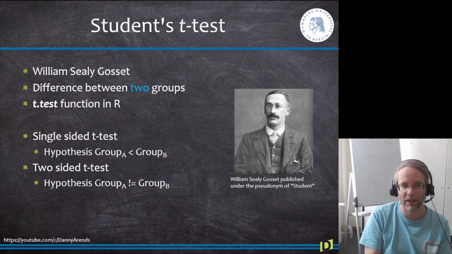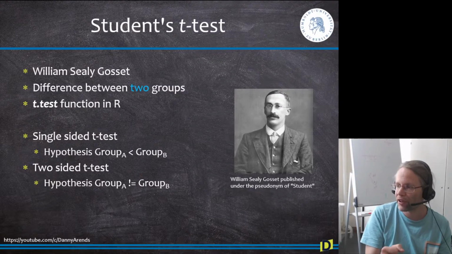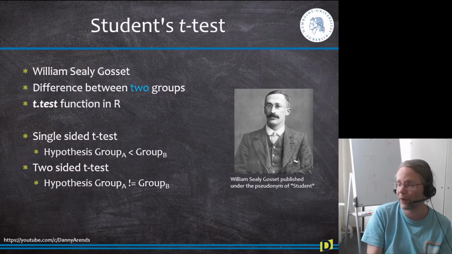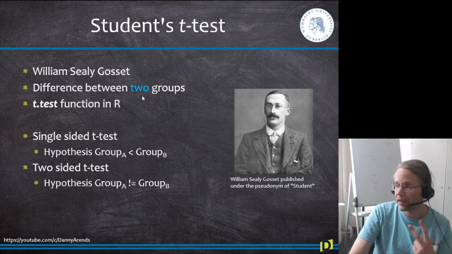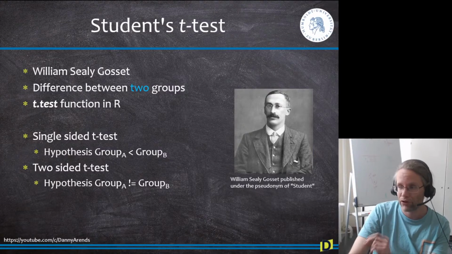Not a lot of people know his name, because he published all of his papers under the pseudonym Student. So when he wrote a scientific paper, in the author list, it would just mention Student. A t-test is there to find the difference between two groups. And it can only find the difference between two groups. It cannot do three groups, only two.